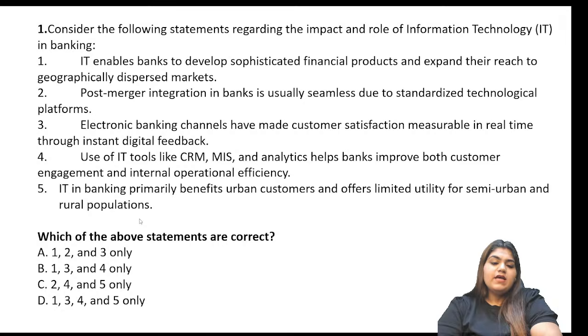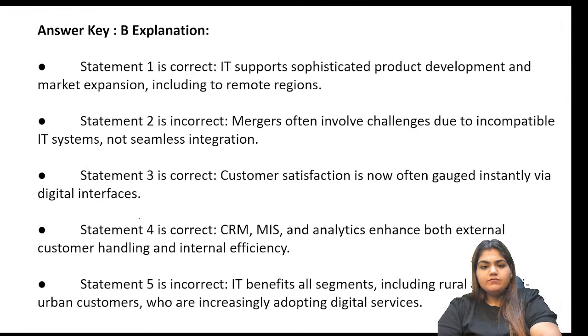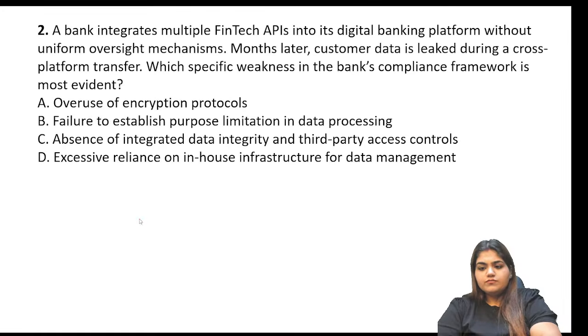Statement 5 is also incorrect. IT in banking primarily benefits urban customers and offers limited utilities to semi-urban. No, IT connects all segments. Every person, wherever you are, at whatever place you are, you will be getting the benefits of banking 24/7. Statements number 2 and 5 are incorrect. That will give us B as the correct answer. Next question. Very good, Sushil ji and Akansha ji.